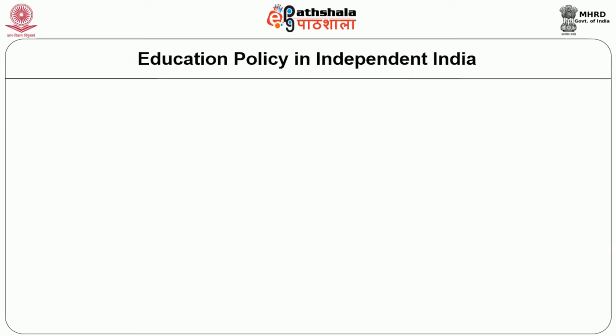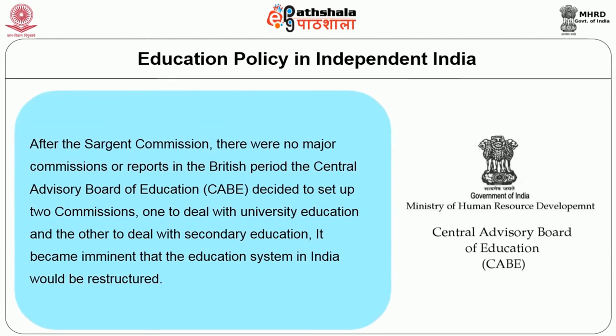While talking about educational policy in independent India, after the Sargent Commission, there were no major commissions or reports in the British period. The Central Advisory Board of Education, after independence, decided to set up two commissions, one to deal with university education, the other to deal with secondary education. It became imminent that the education system in India would be restructured.